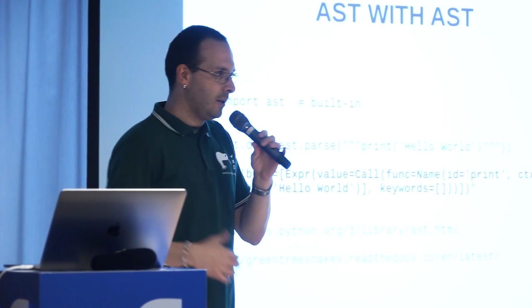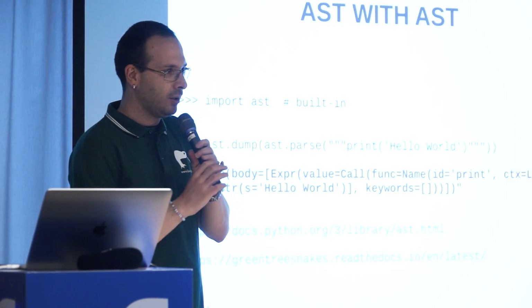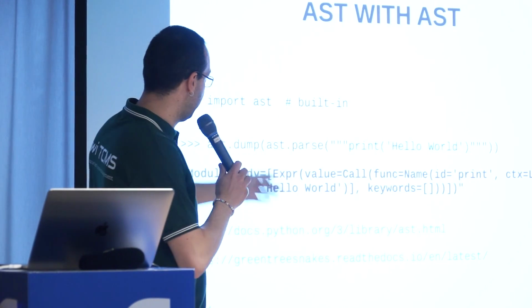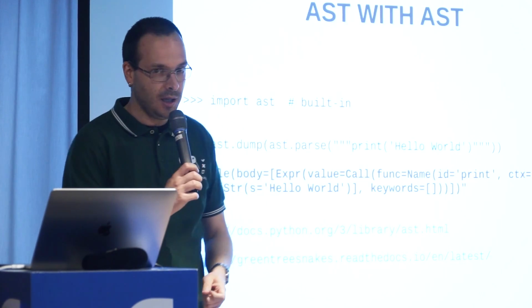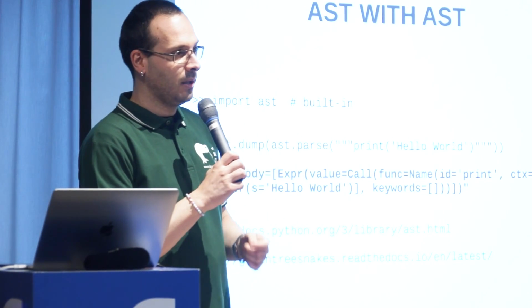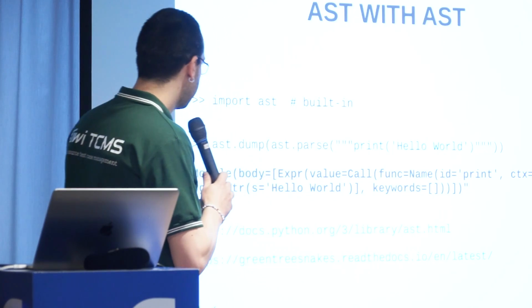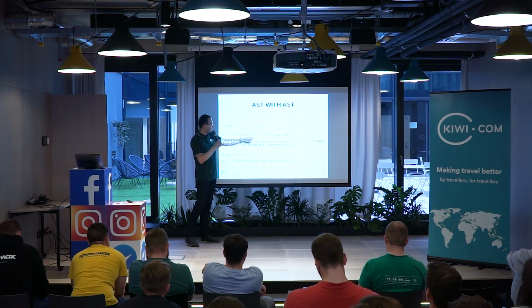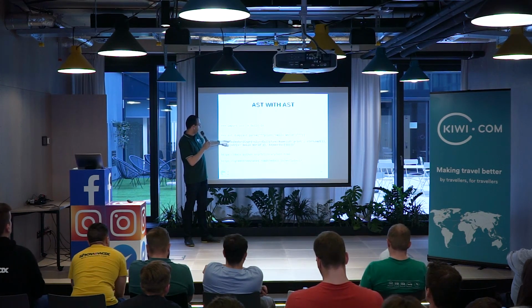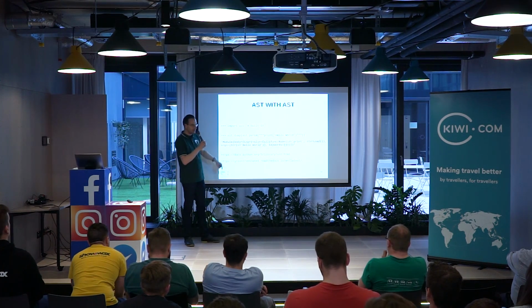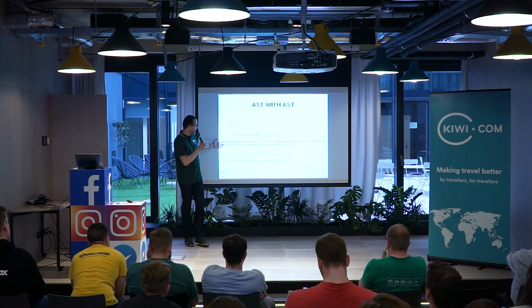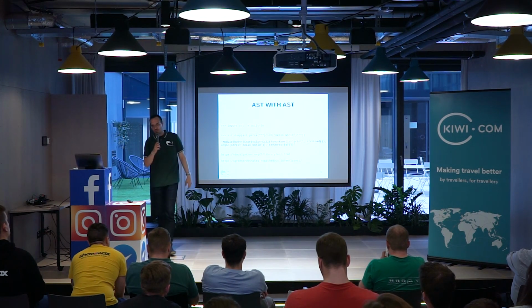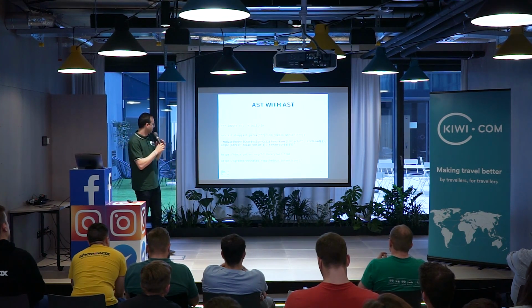The way to create abstract syntax trees in Python is again very, very simple. We have this built-in module, ast, which is used internally by the Python language. You have the ast.parse function which receives a string, and if you want to print this in the terminal, it's ast.dump. It looks very ugly, you see what it shows. I will show you a better example.